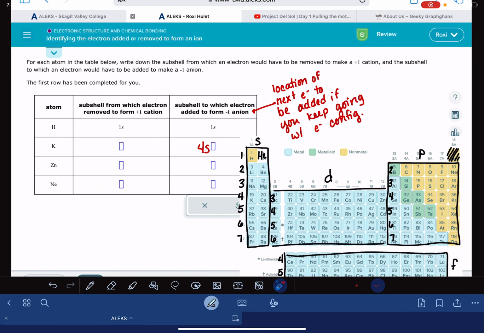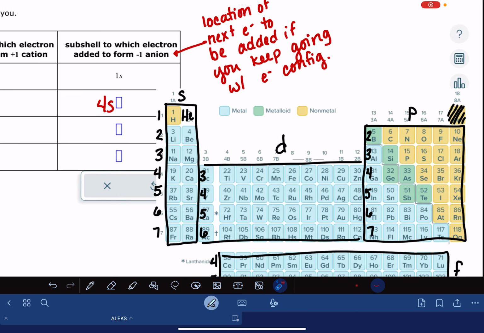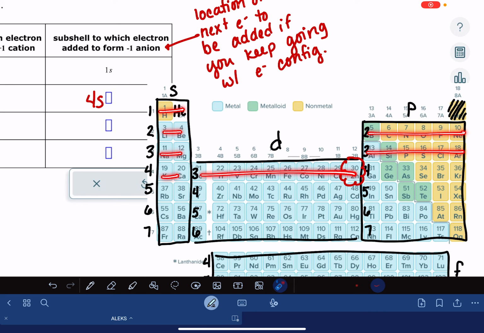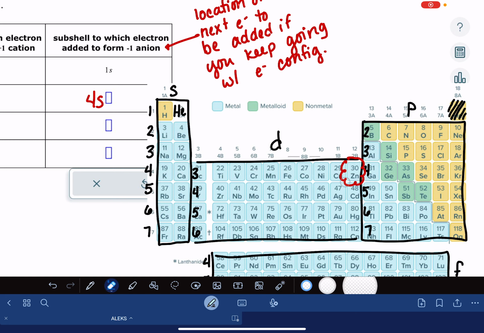So the next element that I have on my problem is zinc. Zinc is located right here. Its electron configuration is 1s2, 2s2, 2p6, 3s2, 3p6, 4s2, 3d10. And if we were to add one more electron to make it a -1 anion, that next electron would be located right here, right there, which is 4p.